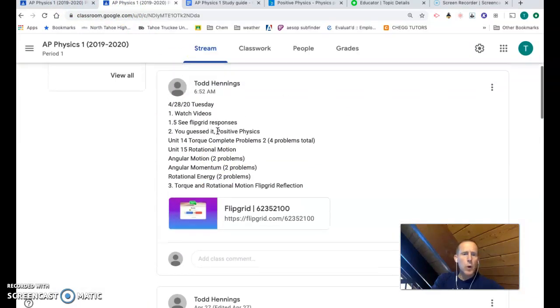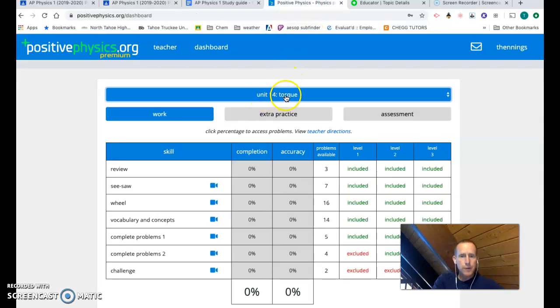So what do I want you to do in positive physics? Now, I'm going to assign a little bit more than I usually do, and I'm going to give you 2 days to do it here. So Unit 14, torque, complete problems 2. There's 4 problems total, so I'll show you what that looks like. Unit 14 is torque, complete problems 2, and there's 4 problems. So do it. There's some resources here if you've forgotten how to apply the mathematics of it.